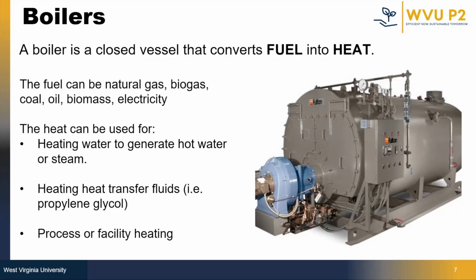The heat produced by a boiler can be used in many different ways. It can heat water to provide hot water or steam for a facility. It can heat transfer fluids like propylene or ethylene glycol for snow melt systems, freeze protection, or process heat. And it can heat air for space heating or industrial process. Because of these different uses, boiler designs can vary widely. Still, most boilers share several key components, which we will look at on the next slide.